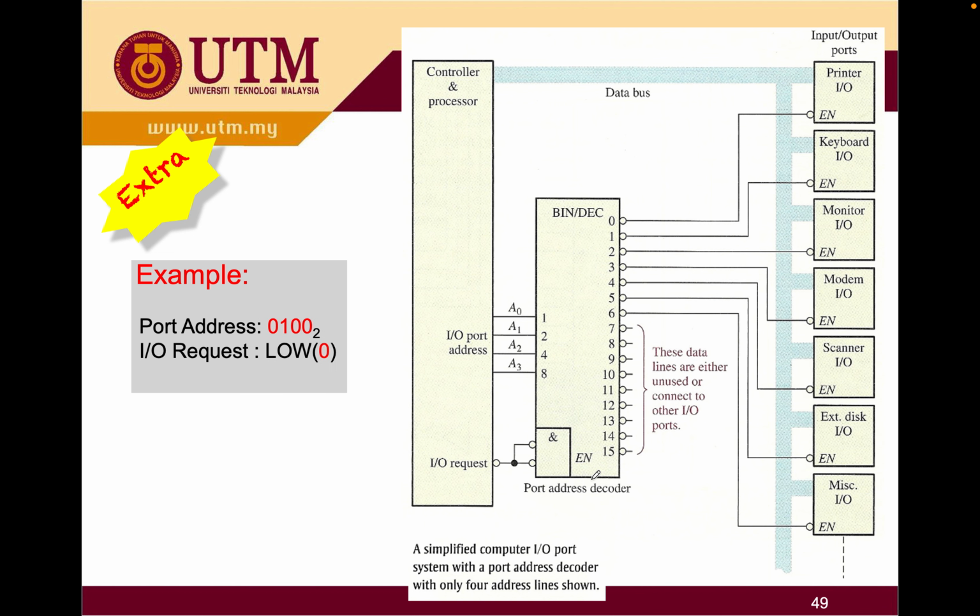Okay, let's say for example, at the port of 0100, input output request low. This one, input output is low, means that it's correct, then it's turned on. Here will be 0100. You can see the value of this 0100, the value will be 4. So supposedly it's going to turn on your scanner.